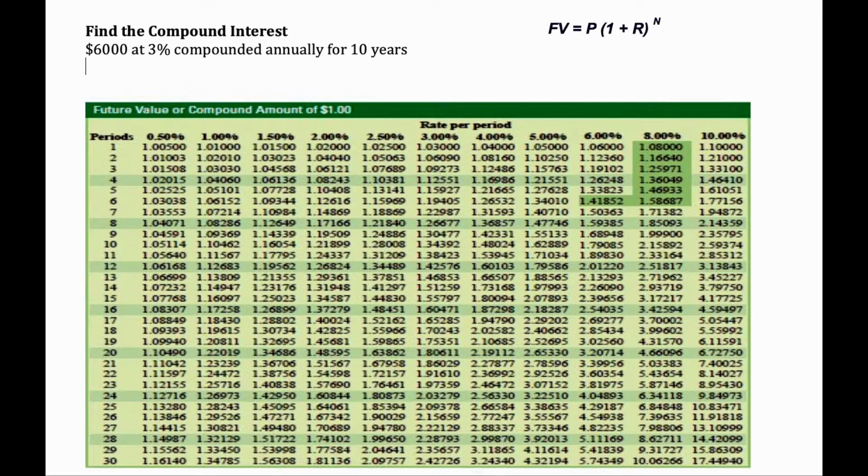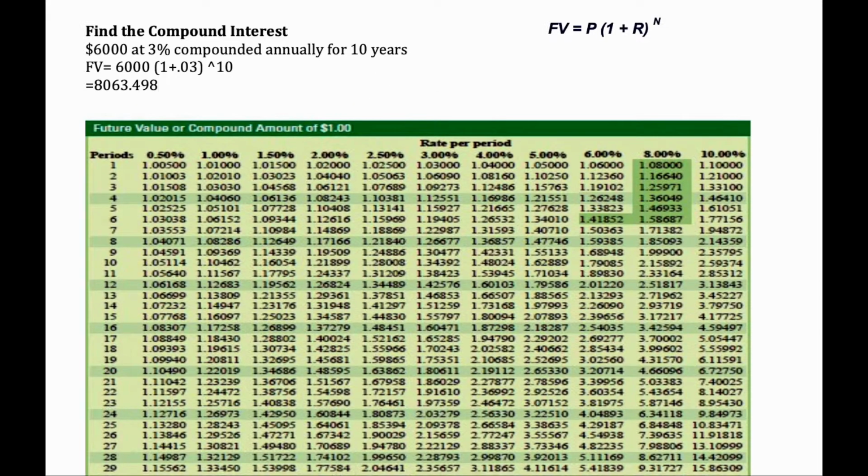Using this information, let's put together our formula. Future value will be 6,000 open bracket 1 plus R. R in your formula stands for rate. Here your interest rate is 3%, hence 3% divided by 100 equals 0.03, raised to the power of n. N here refers to the number of years, or your time period. As per your question, n will be 10. In your calculator, you should get 8,063 and around 50 cents.